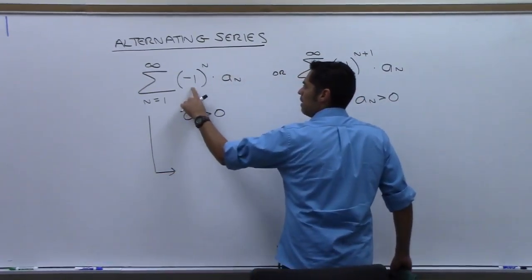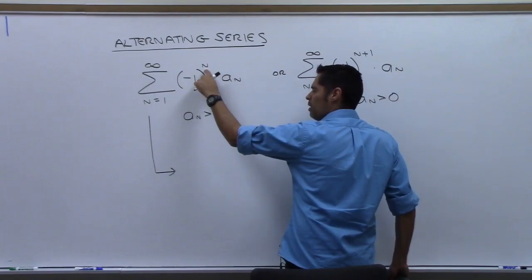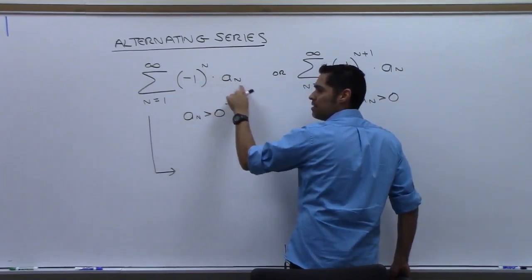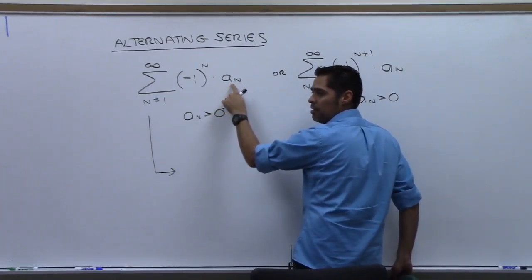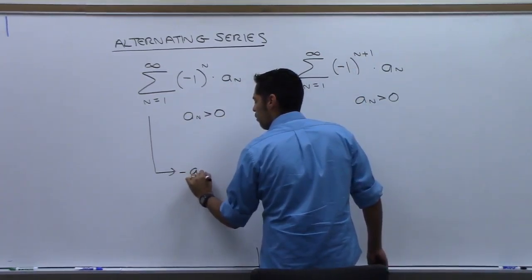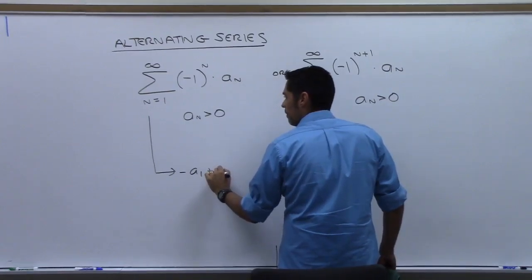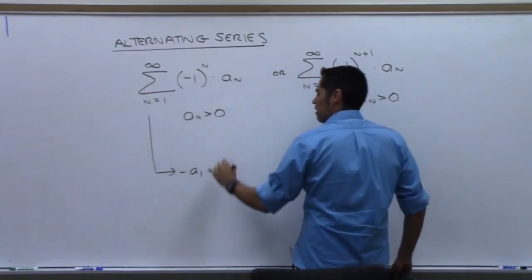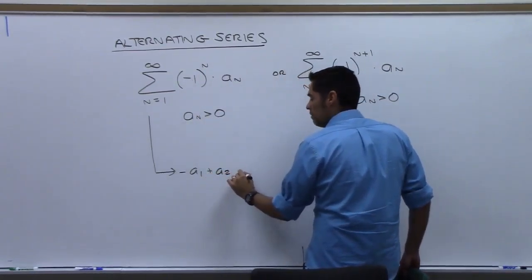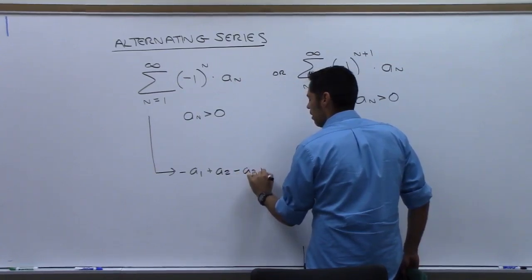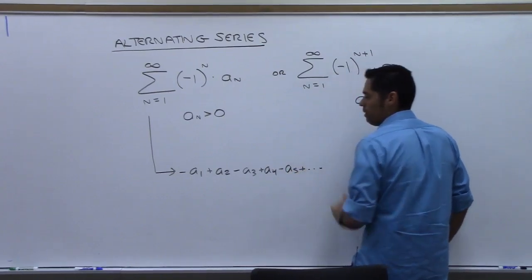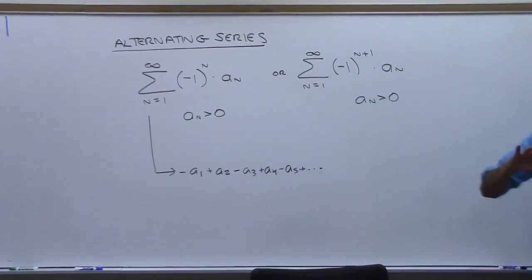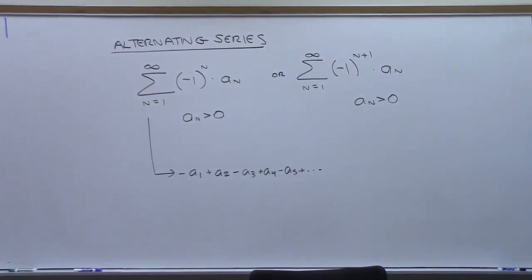If I plug in 1, I get (-1) to the 1, which is -1 times a sub 1, and I'm assuming that this is always positive. So I would get -a sub 1 plus a sub 2 (squared, so positive), then minus a sub 3 plus a sub 4 minus a sub 5, and this would go on forever. It's an alternating series. It switches signs.